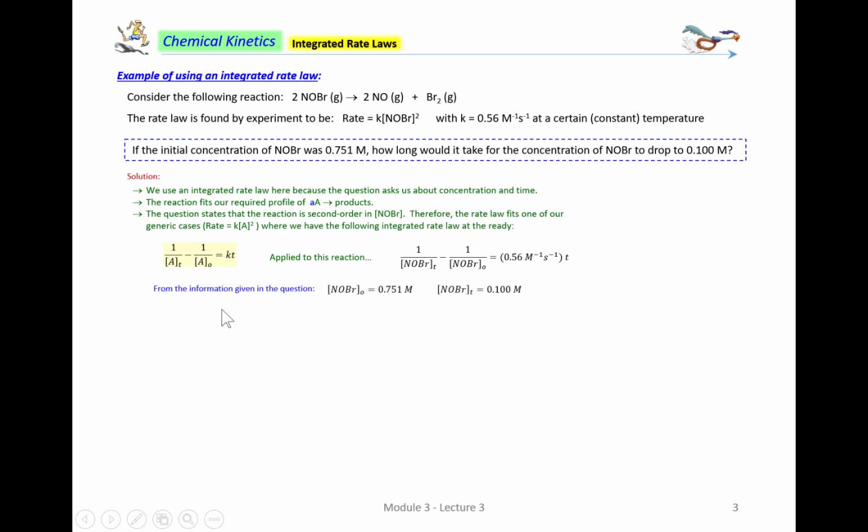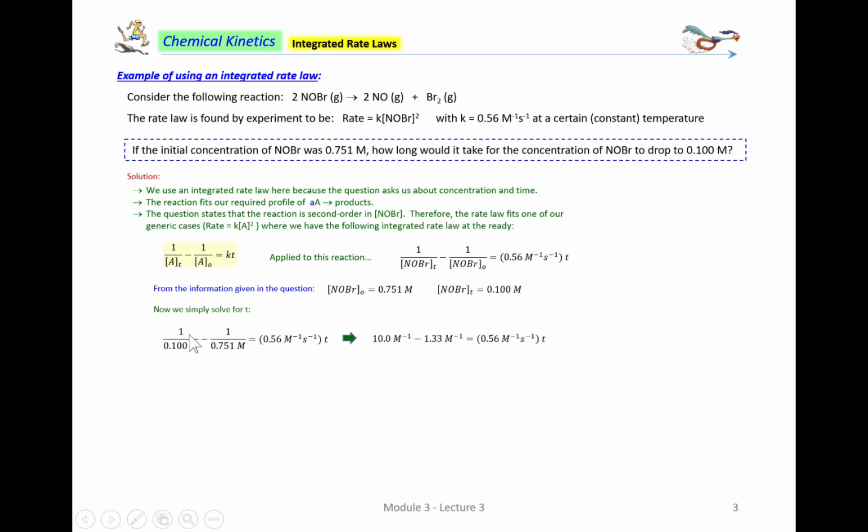And from the information given in the question, we know that the initial concentration of NOBr is 0.751, which we substitute in here. The concentration of NOBr at some future time t is 0.1, which we would substitute in here. And so our job is now simply to solve for t, for time. So notice I've put in these values here: 1 over 0.1 molar minus 1 over 0.751 molar equals 0.56 per mole per second times the time.